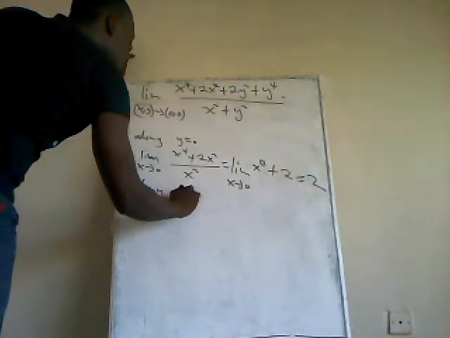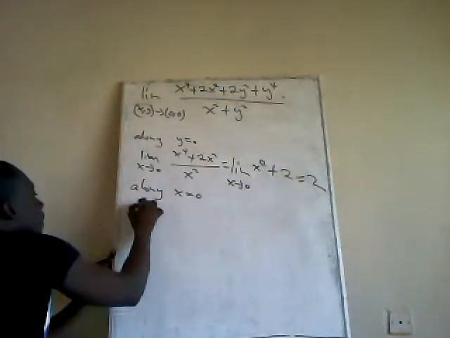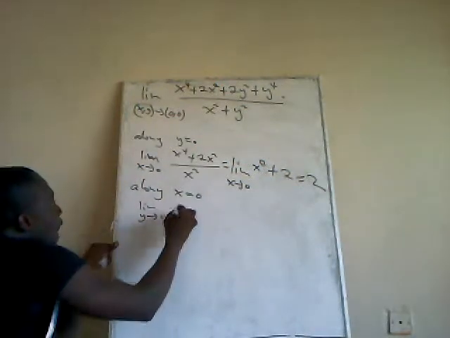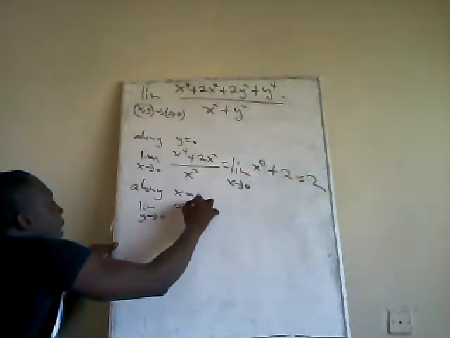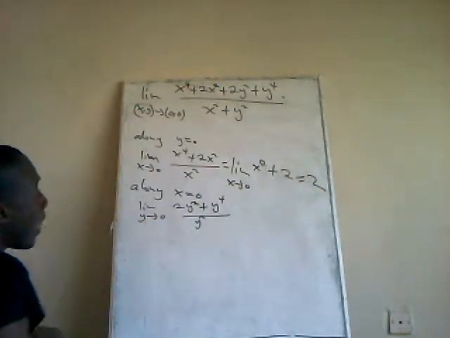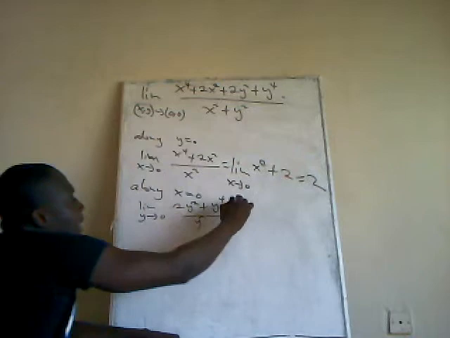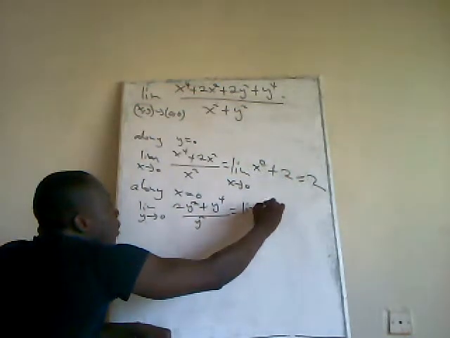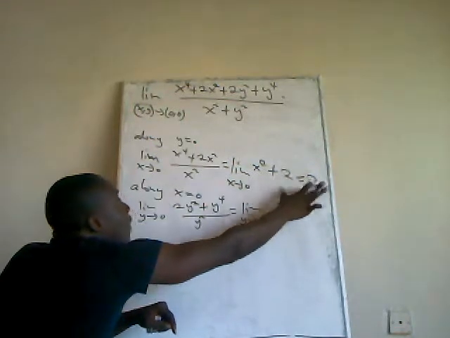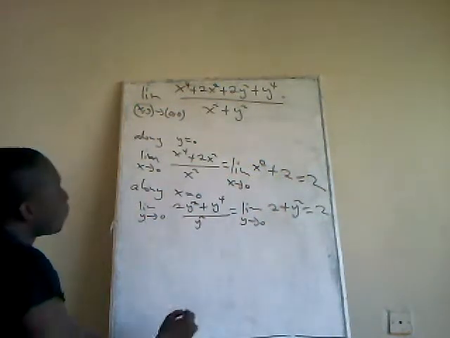Now we check again the limit along x is equal to 0. Along x is equal to 0, we will have the limit as y approaches 0. In place of x, we put 0, and we'll have (2y^2 + y^4) all over y^2. Like this one at the top, we factorize y^2 out from the top and from the bottom, and we'll cancel out. And we'll have the limit as y approaches 0 of 2 + y^2, which is equal to 2.